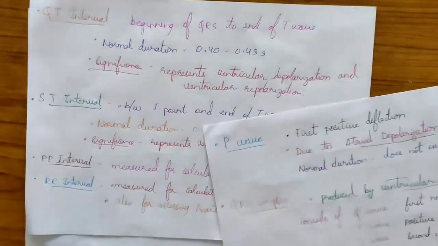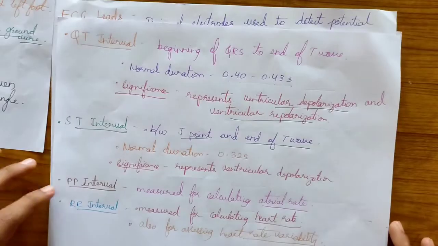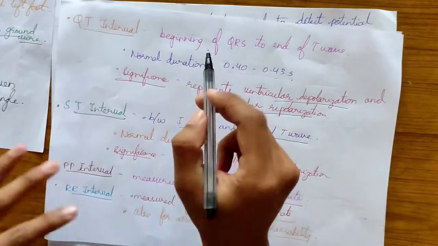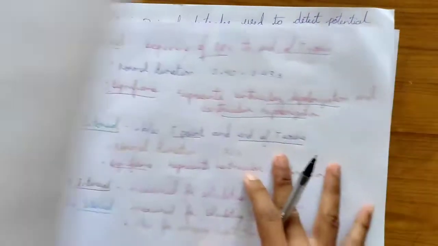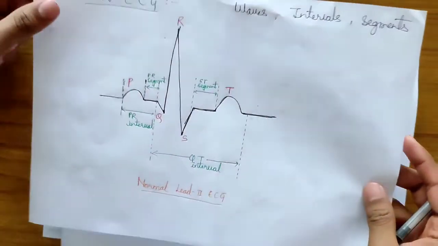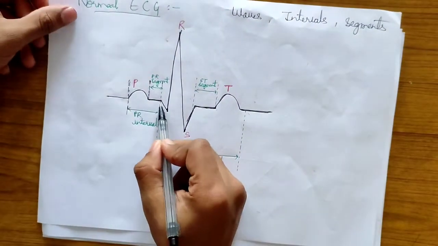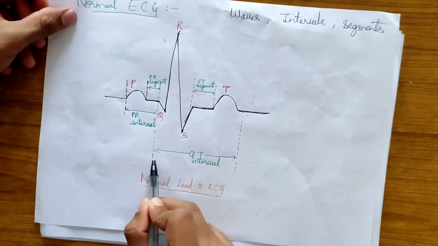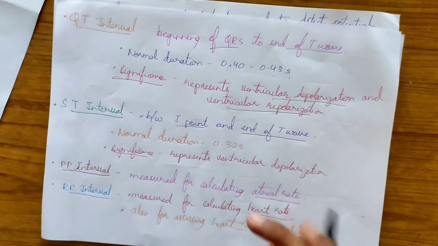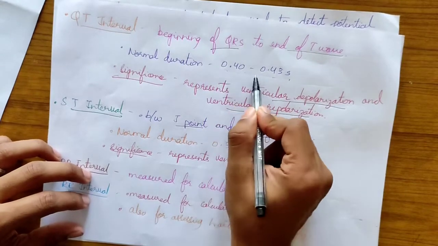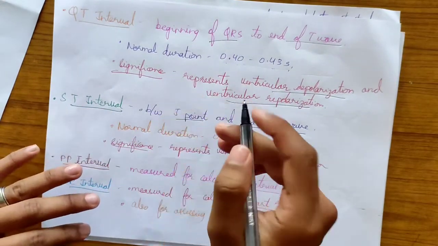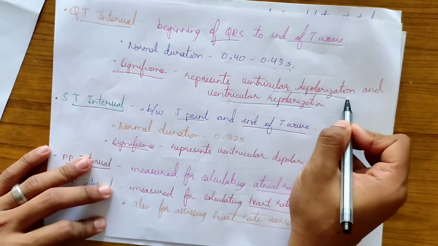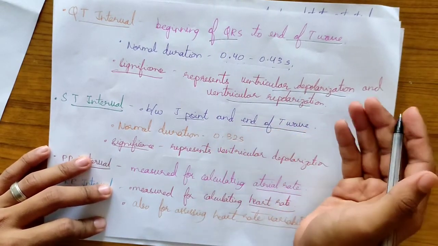The next one is the QT interval. It starts from the beginning of the QRS complex to the end of the T wave. Here you can see it starts from the beginning of the QRS complex to the end of the T wave. This is the QT interval. Its normal duration is 0.40 to 0.43 seconds. Its significance is that it represents ventricular depolarization and ventricular repolarization.